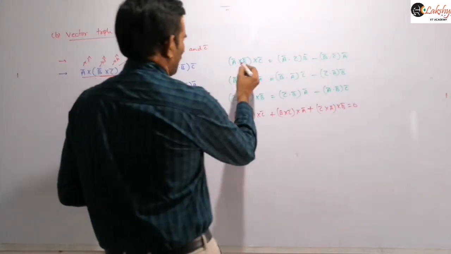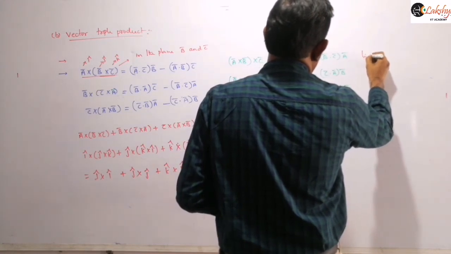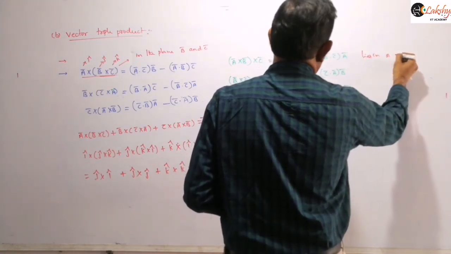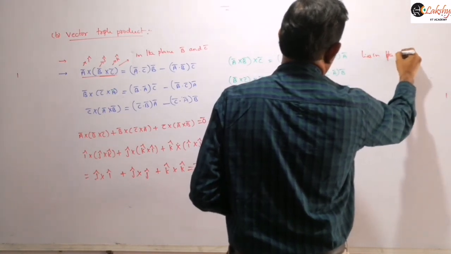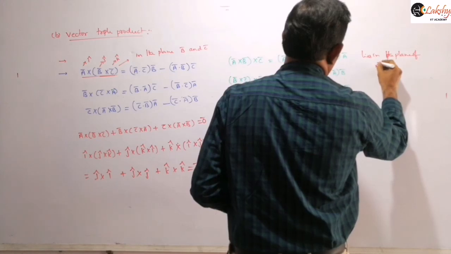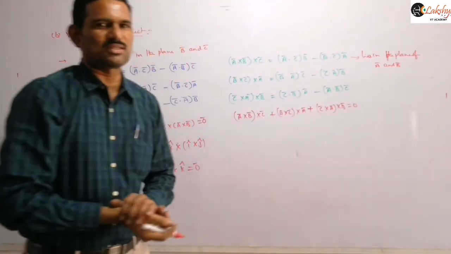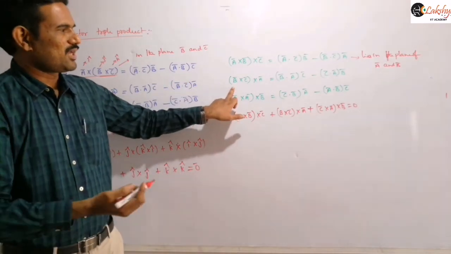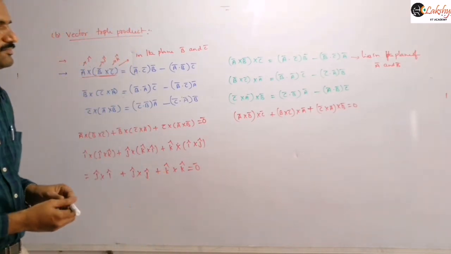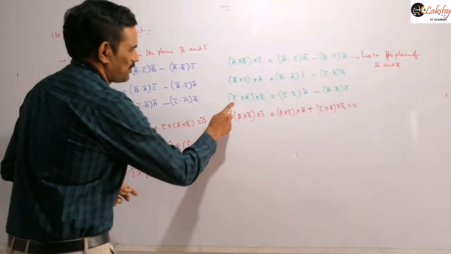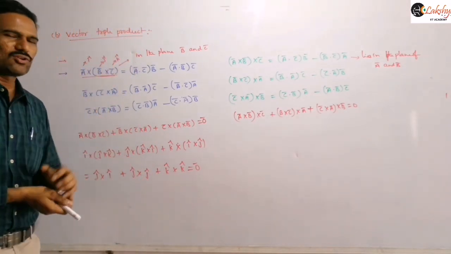Similarly, if you are writing this vector here, then the resulting vector lies in the plane of a bar and b bar. Similarly, if you are taking that one, it lies in the plane of b bar and c bar. And if you are considering this one, then it lies in the plane of c bar and a bar. From that you can conclude that point.